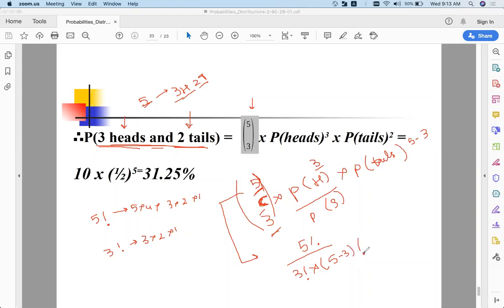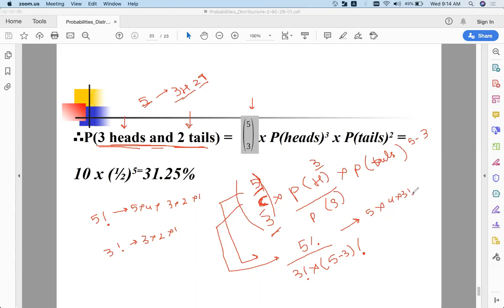Okay, so with this information, can you guys tell me what is the value of 5C3? Can you guys tell me? 10. Only one answer, what about the others? Any other answers? It's 10. Okay. Now 5 factorial, you can write as 5 times 4 times 3 factorial.